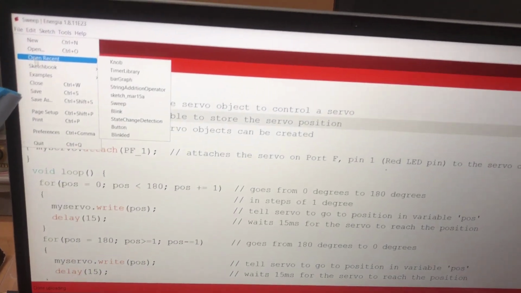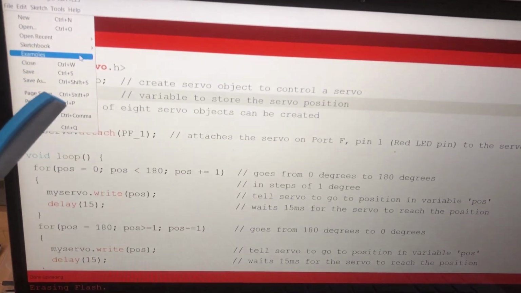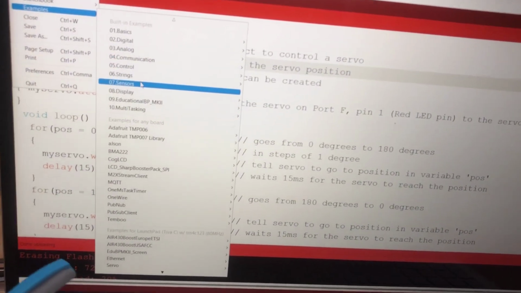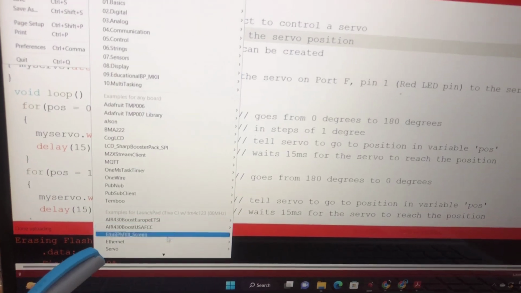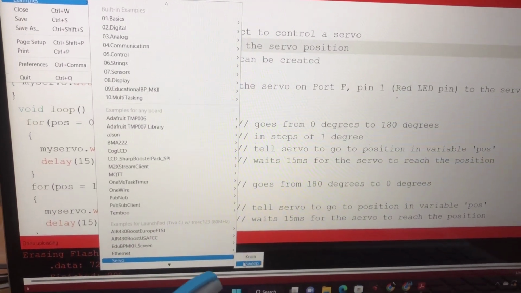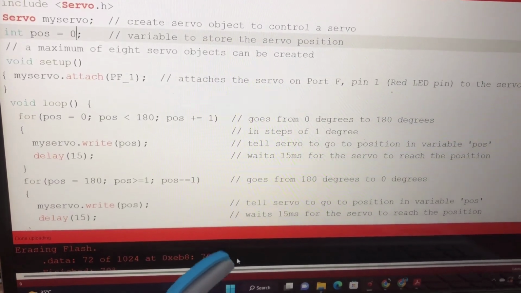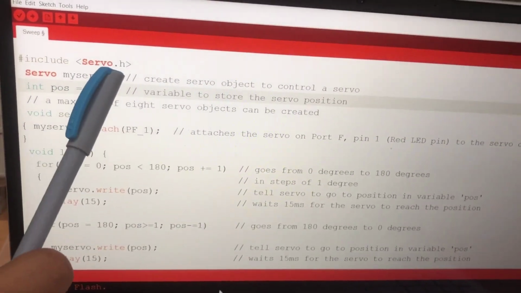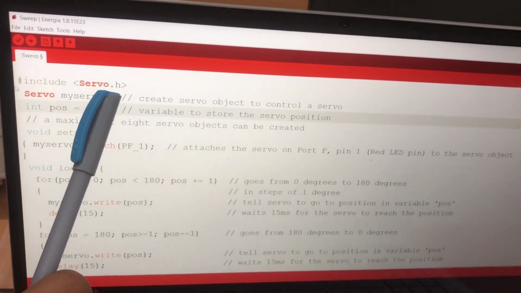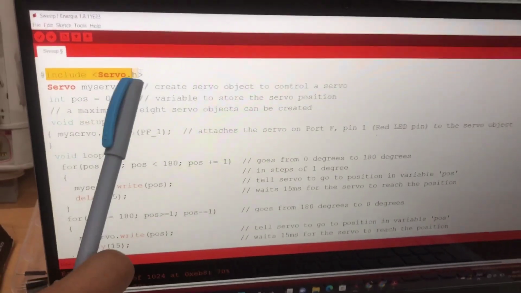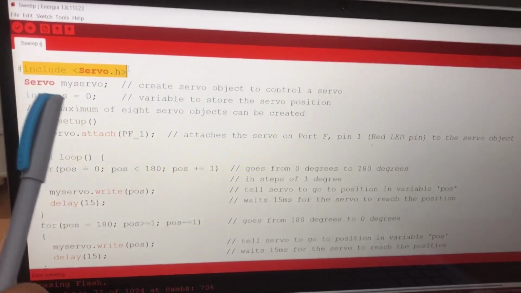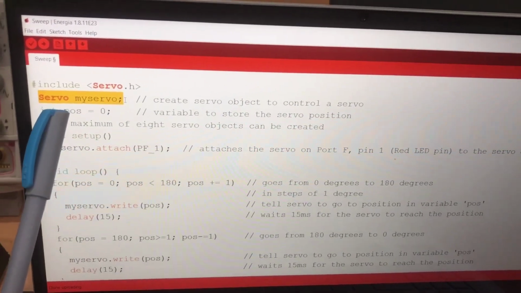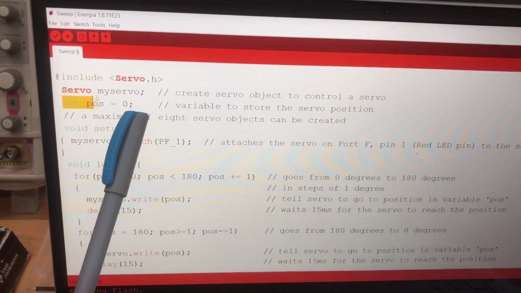If you scroll down in the examples in Energia, there is a servo application, and in it there is one option called sweep. If you select this sweep, this code will come. Here we are including the header file from the library, servo.h, and the variable is myservo, and we are keeping the initial position as 0.